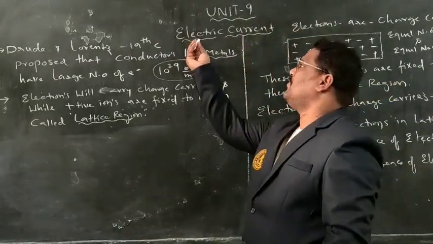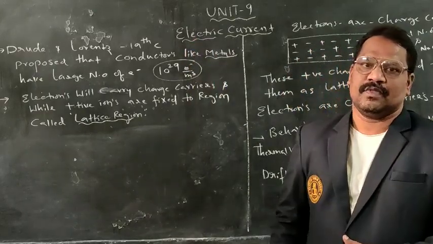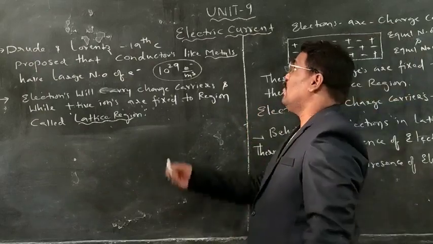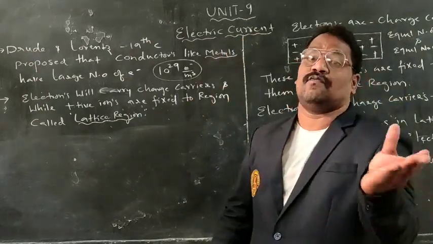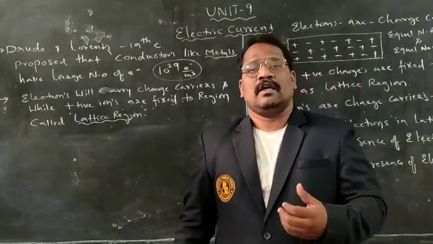Today, we are going to discuss a little more information regarding electric current. What does this theory explain? What is meant by electric current? Rate of flow of charges is called electric current.